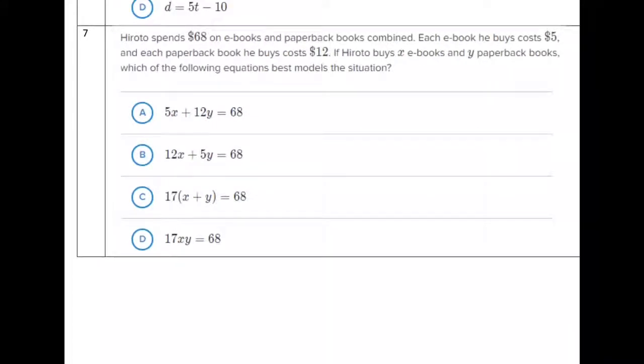Number 7. Hiroto spends $68 on ebooks and paperback books combined. Each ebook he buys costs $5, and each paperback book he buys costs $12. If Hiroto buys X ebooks and Y paperback books, which of the following equations best models the situation? So, 5x plus 12y is equal to 68.